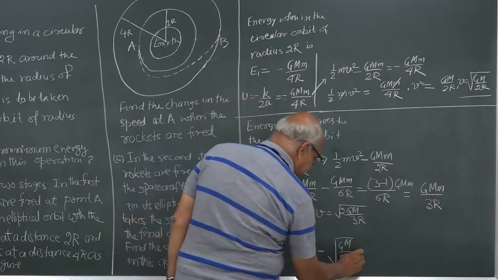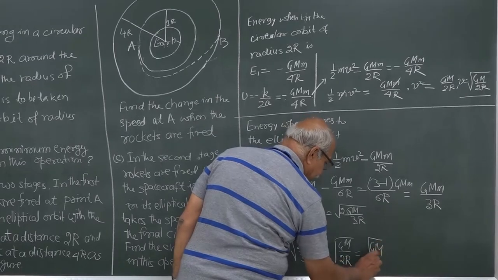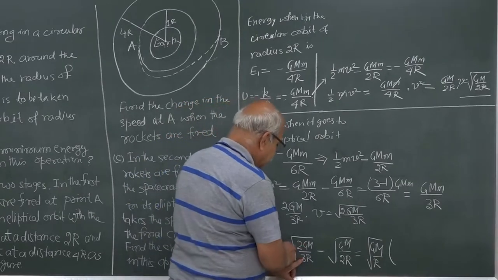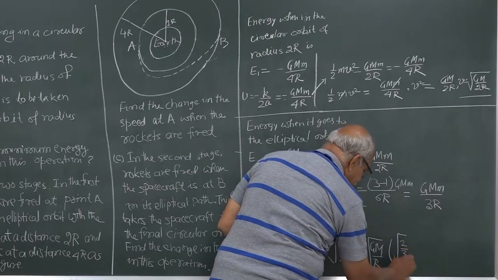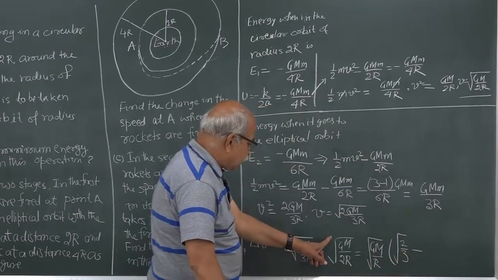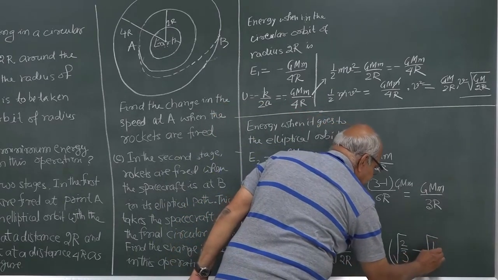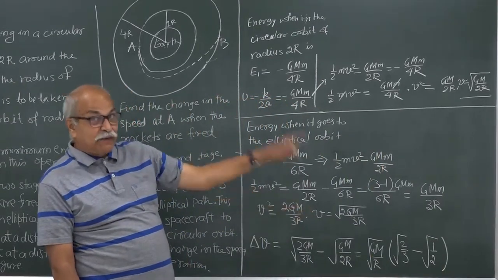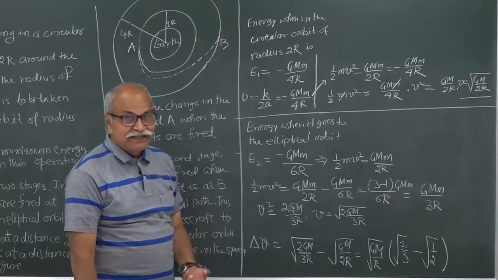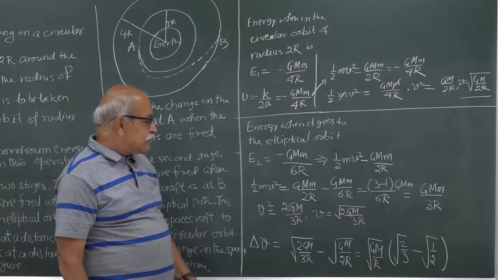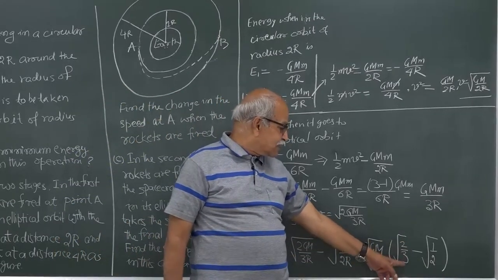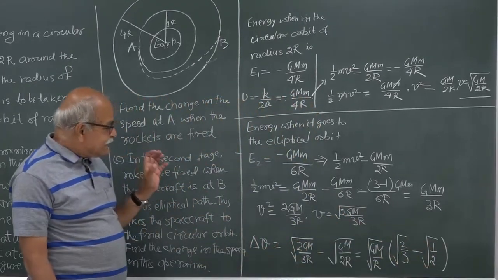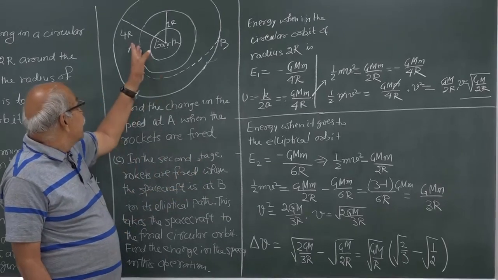That is it. So if you take the square root of GM by r common, what you are left with is the square root of 2 by 3, minus the square root of 1 by 2. And check that this is positive. It must be positive. We have given energy, we have increased the speed. The total energy is more in the elliptical orbit. So this is 2 by 3, that is 0.67 or so. This is 1 by 2, 0.5. So this is positive. So this much of increase in speed is occurring at this point A.